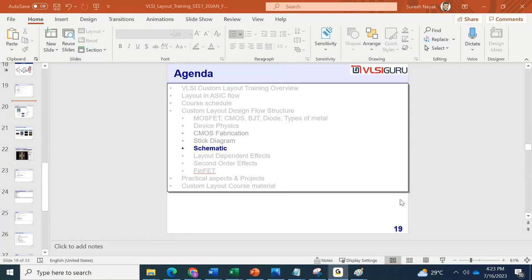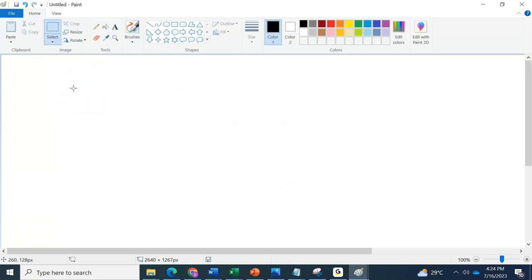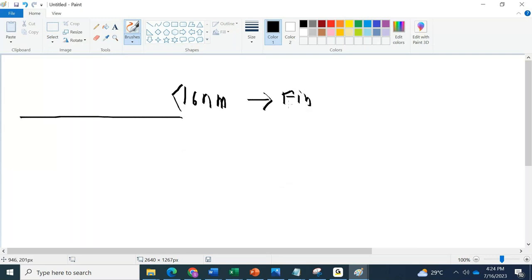Sir, when is FinFET used and when is CMOS used? FinFET is what? I told you, if it is lower technology, the name is changing. Less than 16 nanometer, any technology is called FinFET. Higher levels like 28 nanometer, 45, 40, 65 are called planar, because it needs a support, otherwise it would break. You got the point?